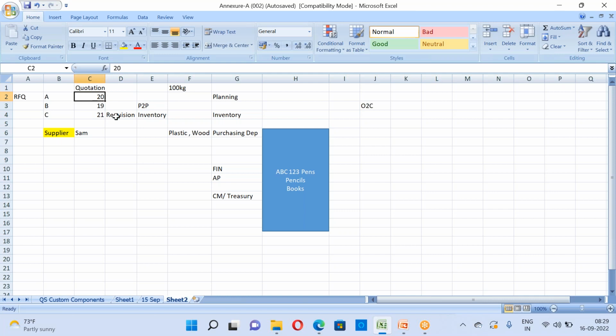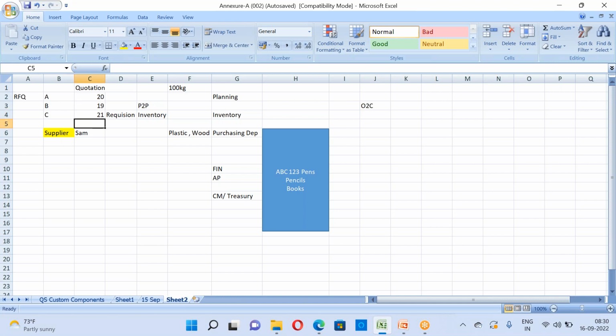So we ask the suppliers for quotations, and we have requested the suppliers for quotation. In return, the supplier has given the quotation, saying I can supply at this price. So what you do as a company, you go for the best option. You do the quote analysis and pick the one supplier from which source you can buy the material.